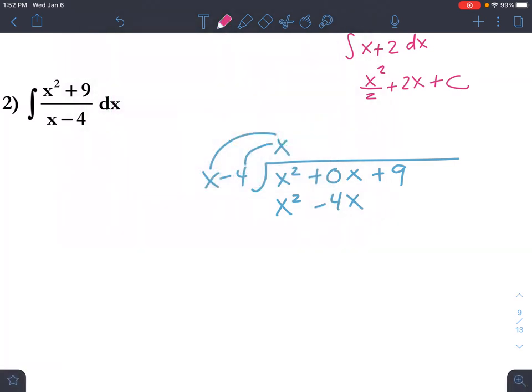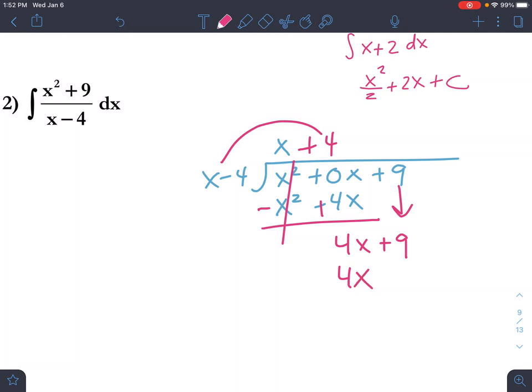Take a new color, subtract, subtract, needs to cancel, and now I have 0 plus 4 is 4x. So now you'll see why the 0 was helpful. 9 plus 4x wouldn't have really gone together, right? They're not like terms. Plus 9. 4 times x, right? So I multiply by 4x minus 16. Common mistake is people forget to subtract both terms. We end up with 25. So plus 25 over whatever you divided by.